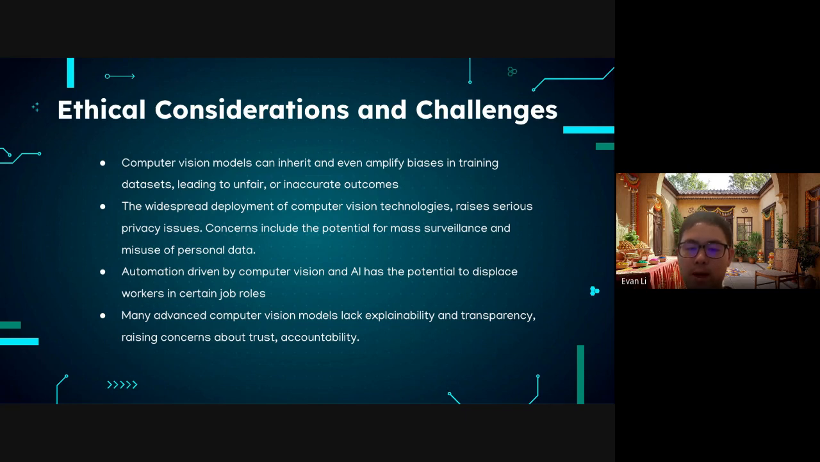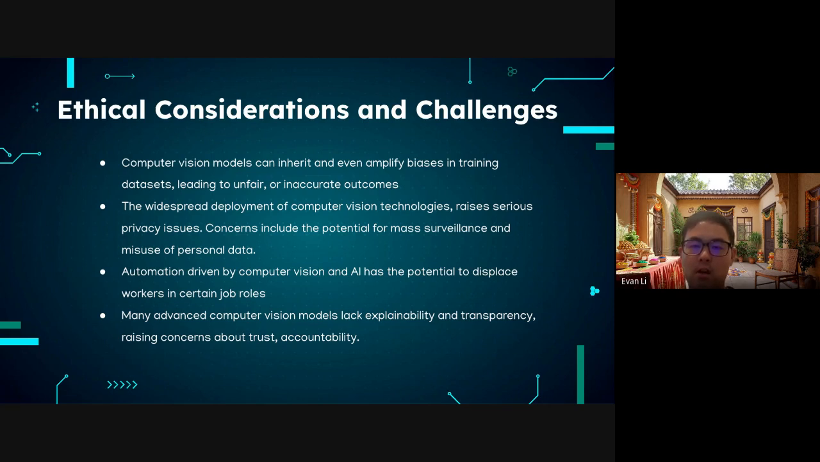The potential for mass surveillance, the collection of and misuse of personal visual data, and the erosion of anonymity are serious societal concerns that demand careful consideration and robust regulatory frameworks to safeguard privacy rights and prevent misuse.